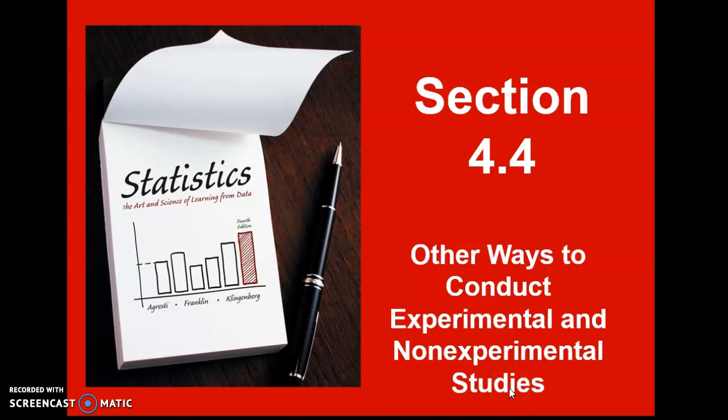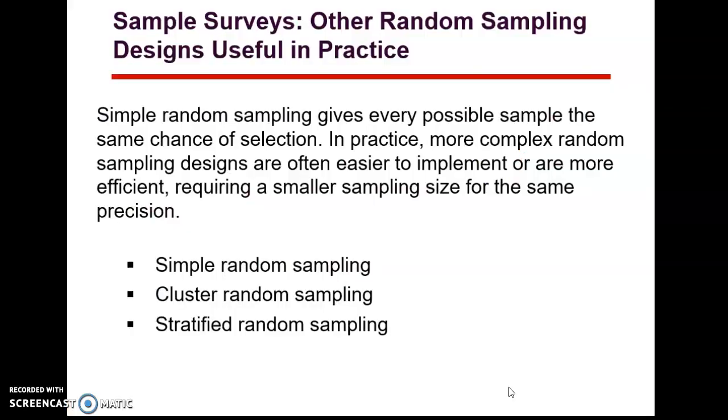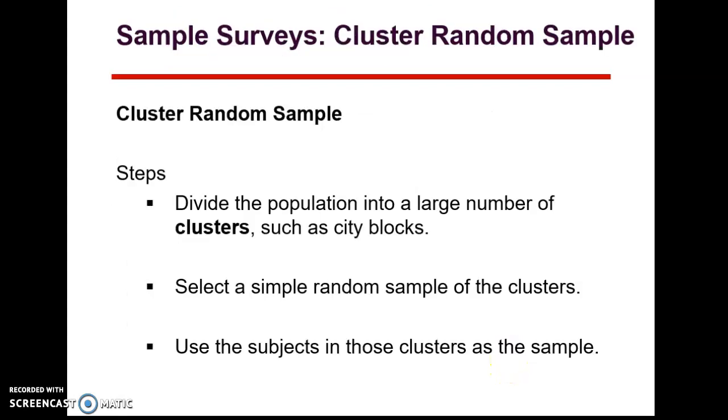Okay, we're going to look at some more detail of experiments. So we're going to look at simple random sampling, usually referred to as just random sampling, cluster random sampling, and stratified random sampling. In the cluster one, you divide the population into groups.